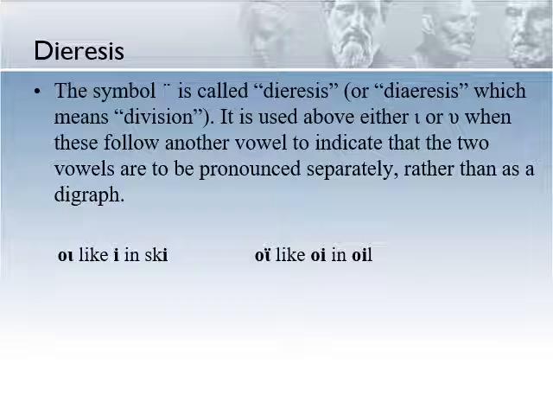So notice omicron iota is normally pronounced like the I in ski. It is a digraph. But if you place the diaresis symbol over the iota, then the omicron is pronounced "O" and the iota pronounced "E," like O-I in the word oil. Oil is O-E-L, oil. And both of those vowels are being pronounced separately. That's how you would pronounce these two vowels when diaresis is present.